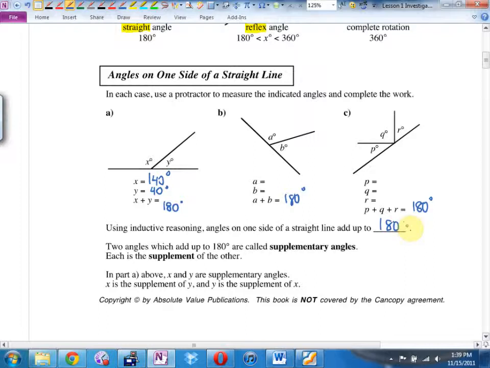And what we're going to do now is give that rule a name. From now on, instead of having to say those are angles that form a straight line together, we're going to call it supplementary. If you say supplementary, I know you're telling me these two angles add to 180. Each one is the supplement of the other. X is the supplement of Y, A is the supplement of B, P is the supplement of Q and R, Q is the supplement of P and R, R is the supplement of P and Q. Yes? Turn the page.